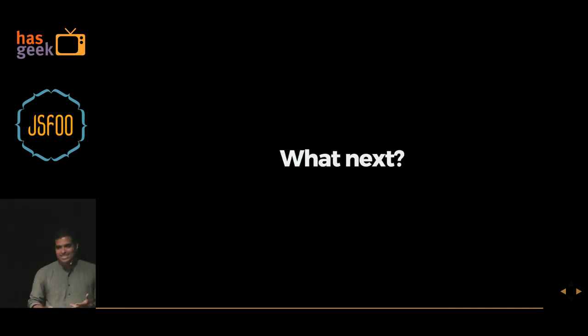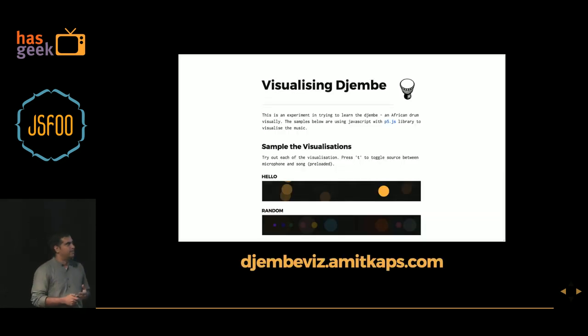So what next? If you're interested to explore this further and start to create, here is a website with all these sketches. There are about 10 of them in this presentation. You can go and access it, djembewiz.amitcaps.com. You can click on it, it's live, all the 10 sketches you can actually see and play. If you want to just press T on any of the sketches, you will toggle between the microphone and the song. So there is a small djembe sample and you can actually start to see that there.